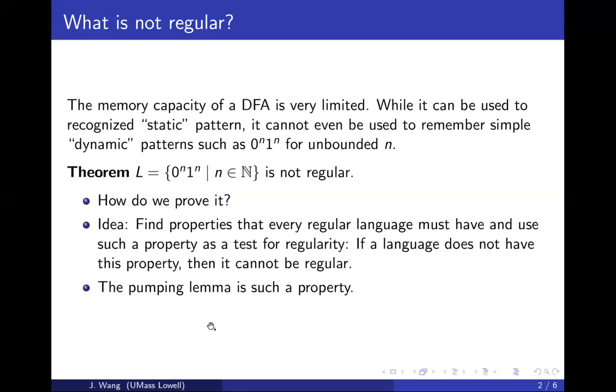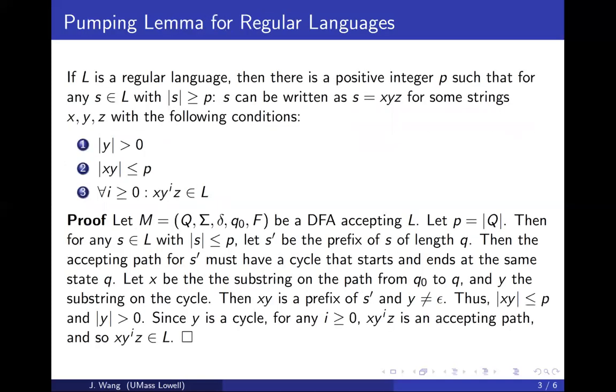The pumping lemma is such a property. So now let's look at what this pumping lemma for regular languages says. Suppose L is a regular language. We want to derive properties that L must have. So here is a property. If L is a regular language, then there is a positive integer p, such that for any string s in L with length of s greater than or equal to p, that means for any long enough element of L, this s can be written as xyz.